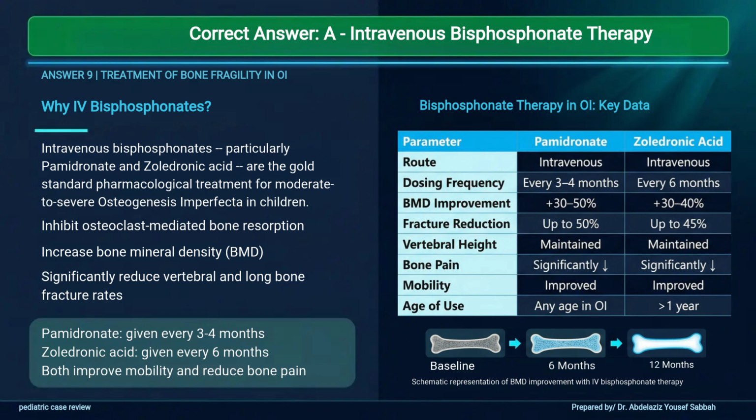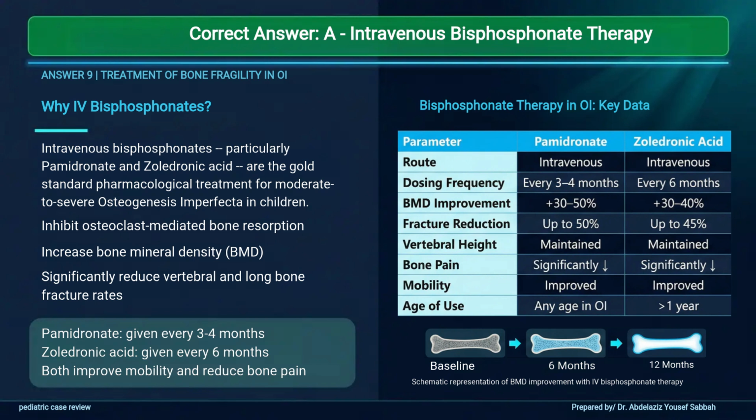Intravenous bisphosphonate therapy. Intravenous bisphosphonates, particularly pamidronate and zoledronic acid, are the gold standard pharmacological treatment for moderate to severe osteogenesis imperfecta in children. They work by inhibiting osteoclast-mediated bone resorption, increasing bone mineral density and significantly reducing vertebral and long bone fracture rates. Pamidronate is given every 3 to 4 months and can be used at any age.